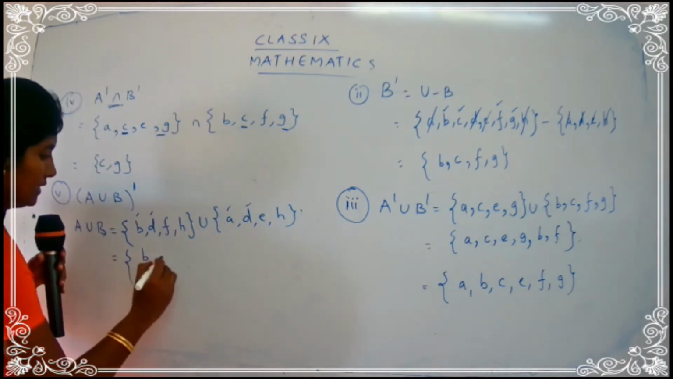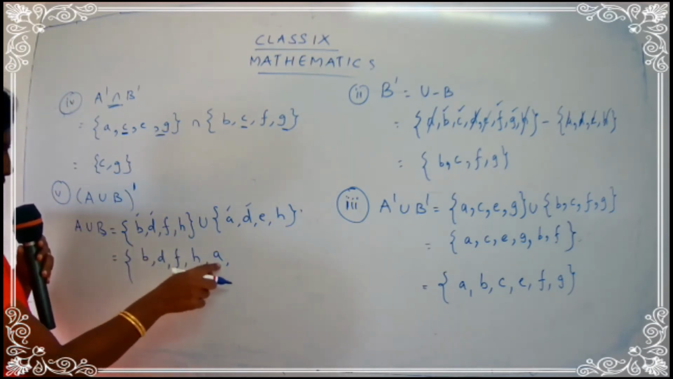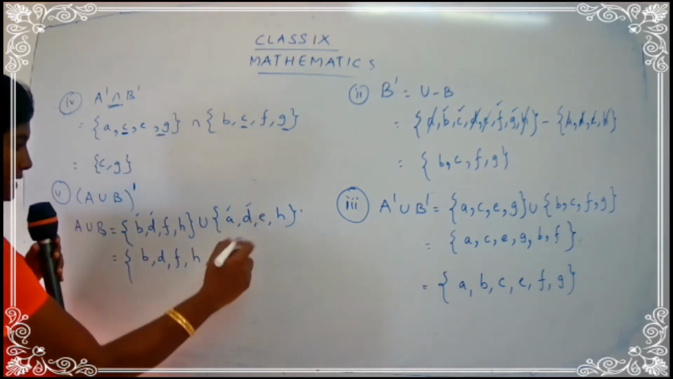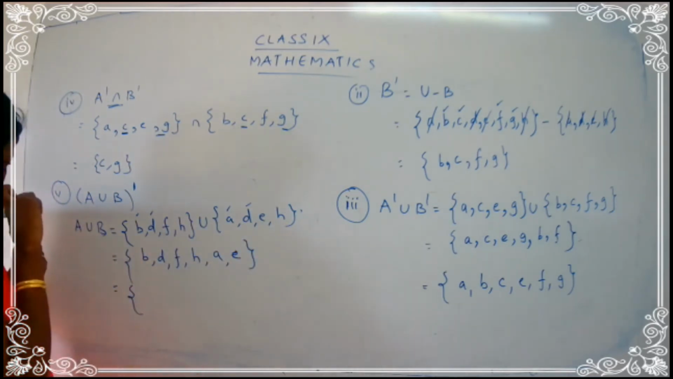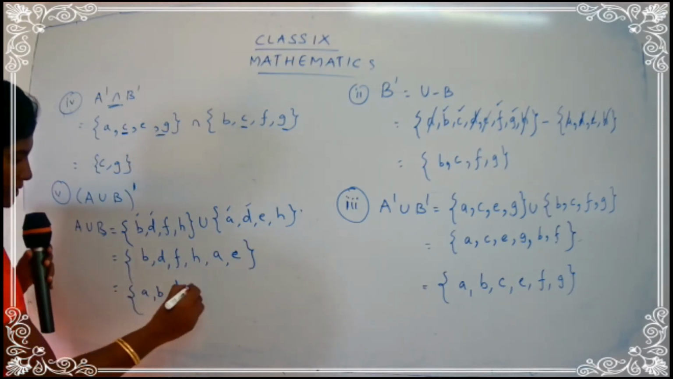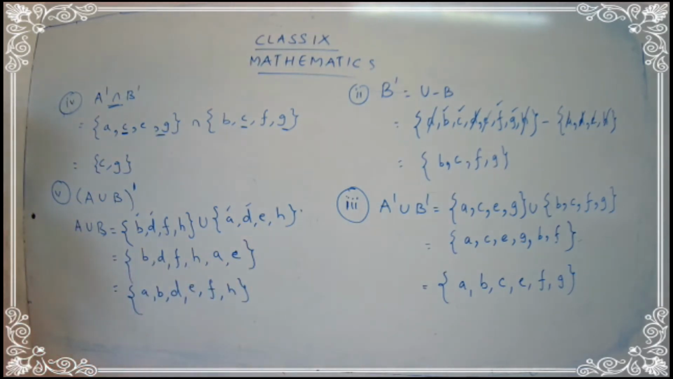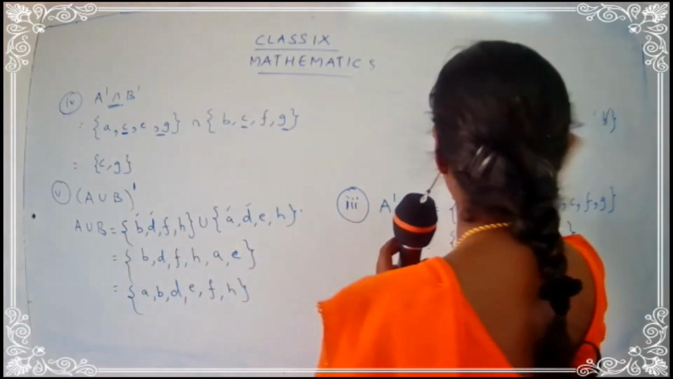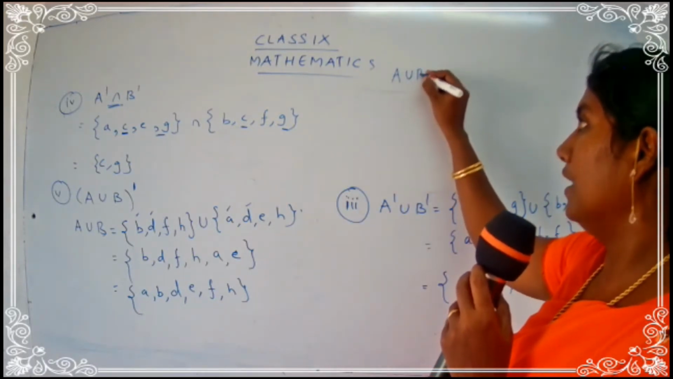So B, D, F, H, A, D, E, H. D is repeated, so don't write D. E, H is repeated, don't write E, H. So try to write down in order, children. So A, B, C, D. C is not there. D, E, F, H. So what is the value for A union B? It's A, B, D, E, F, H. Now what are you going to do? You are going to find out A union B dash. So you have to find out A union B the whole dash.